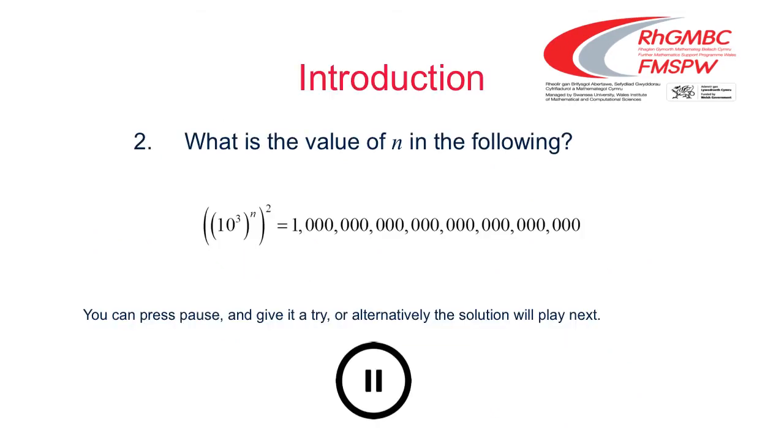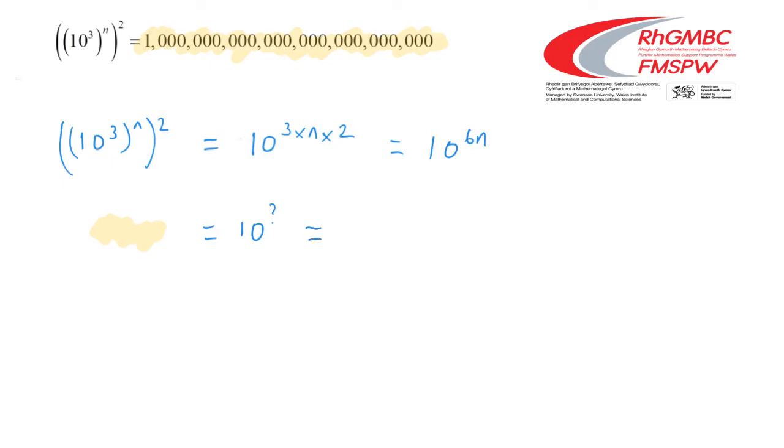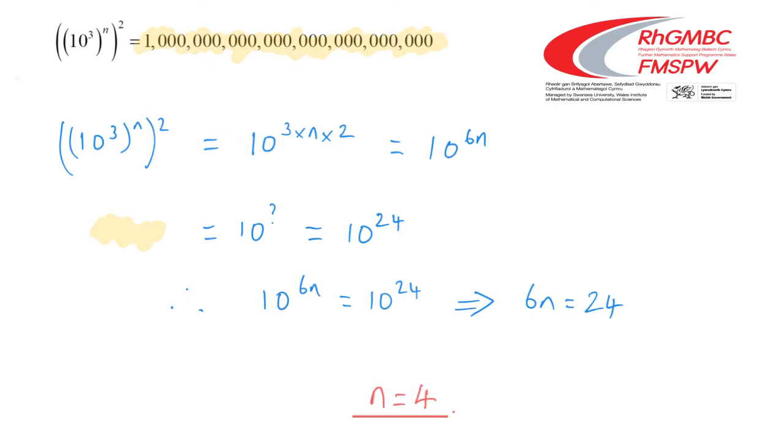This second question is another example involving indices, and again you may choose to pause the video at this point before moving on. In this question, we will begin by simplifying the left-hand side of the equation using the laws of indices. This then becomes 10 to the power 6n. The long number on the right-hand side is clearly a power of 10, and by counting zeros we see it as 10 to the 24. Using these, the equation becomes 10 to the 6n equals 10 to the 24, so 6n is 24, and this gives us a final solution of n equals 4.